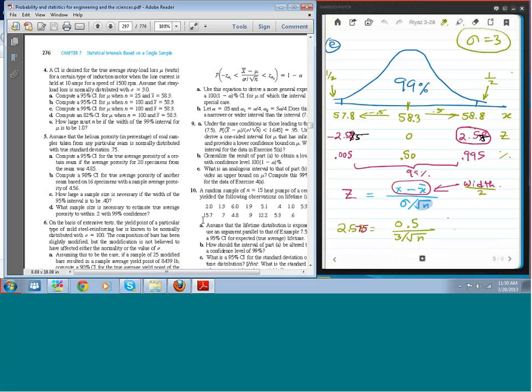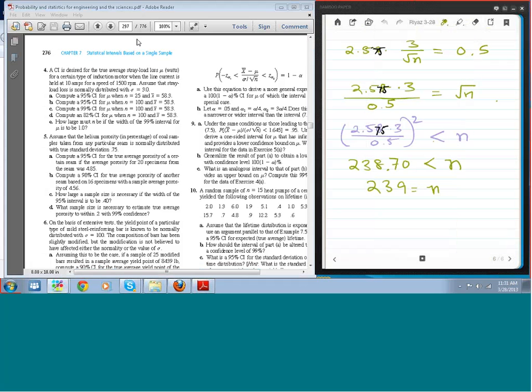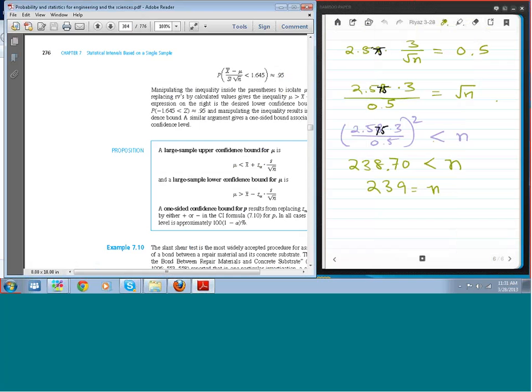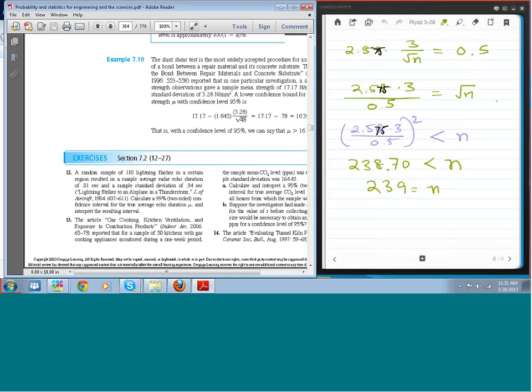Now the next question. What page is that? What's the page number? 283, which means 7 more pages. Question numbers here are 12, 14, and 20.